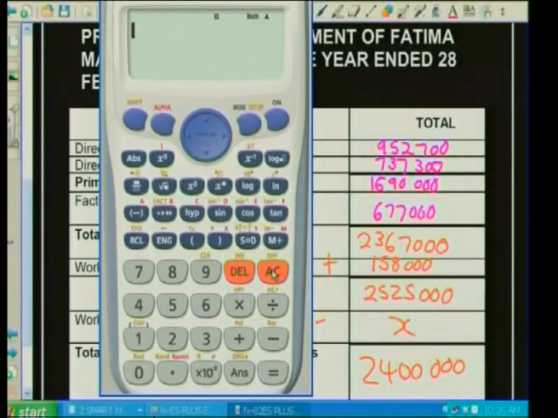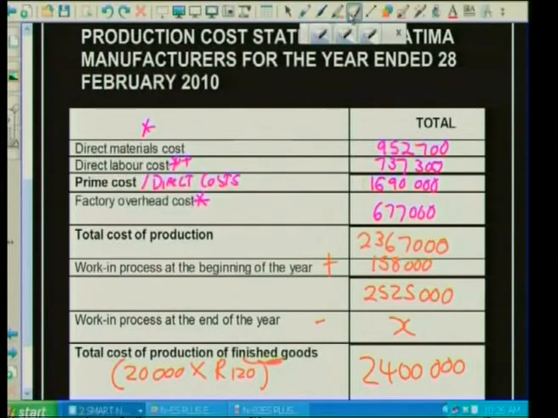Okay, so let's get our calculators out. Our total value of goods that were in production, 2,525,000. We've obviously completed 2,400,000, which means work in progress at the end of the year still needs to be completed, 125,000. So let's get that X out and let's fill it in, 125,000. And remember, guys, this must be in brackets because it's obviously closing stock that still needs to be completed. Okay, people.